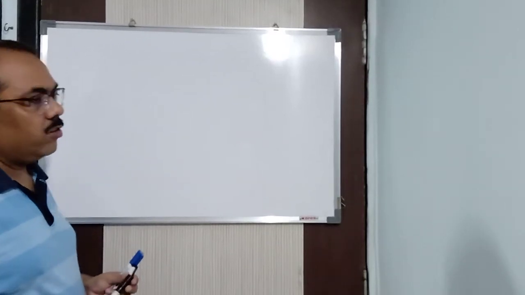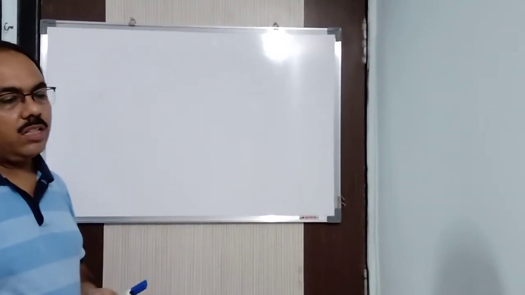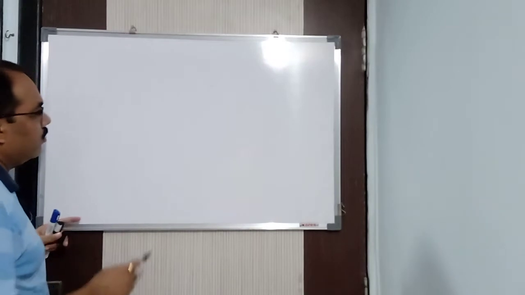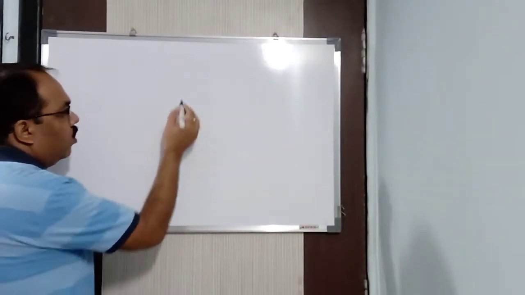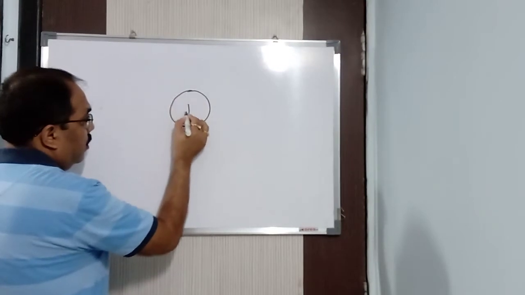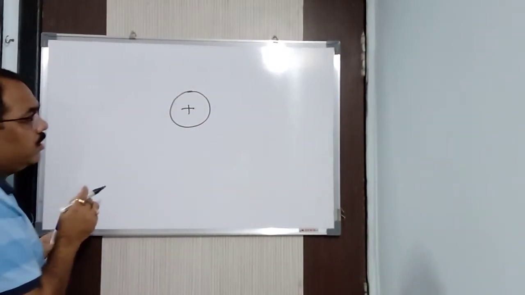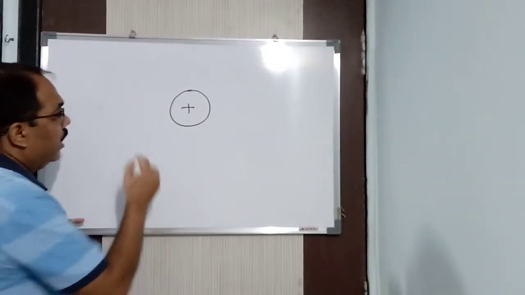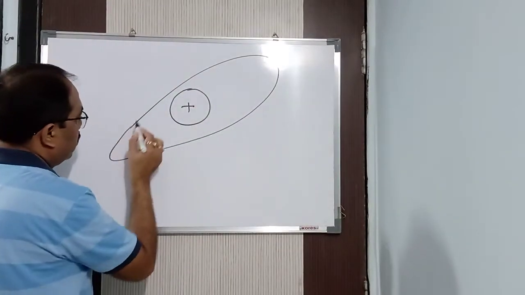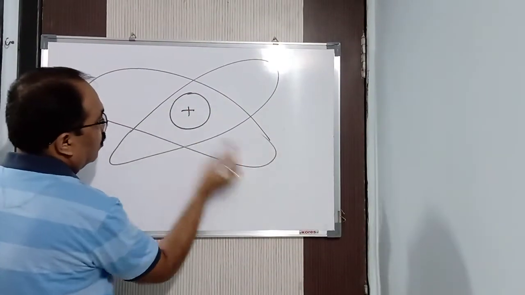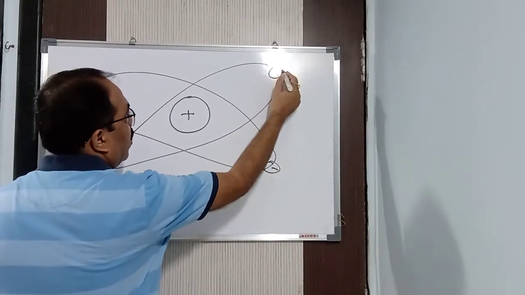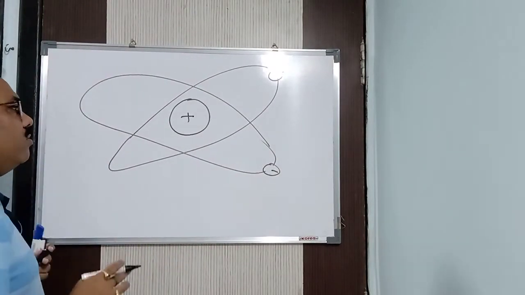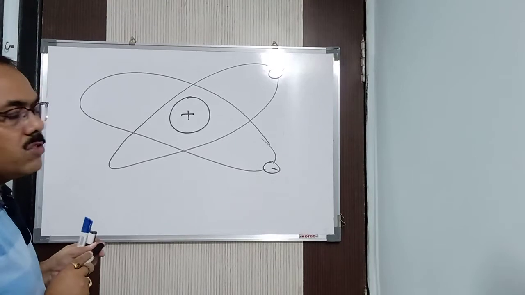After the experiment, Rutherford gives the Rutherford's atomic model. Write down the Rutherford's atomic model. According to Rutherford, the nucleus plays the role of the sun, and the electrons revolve around the nucleus, just like the planets in the solar system.